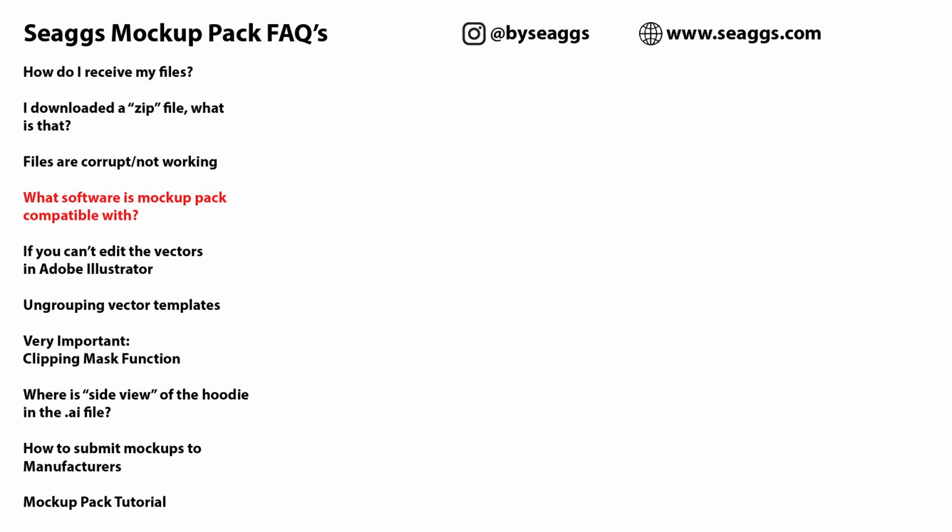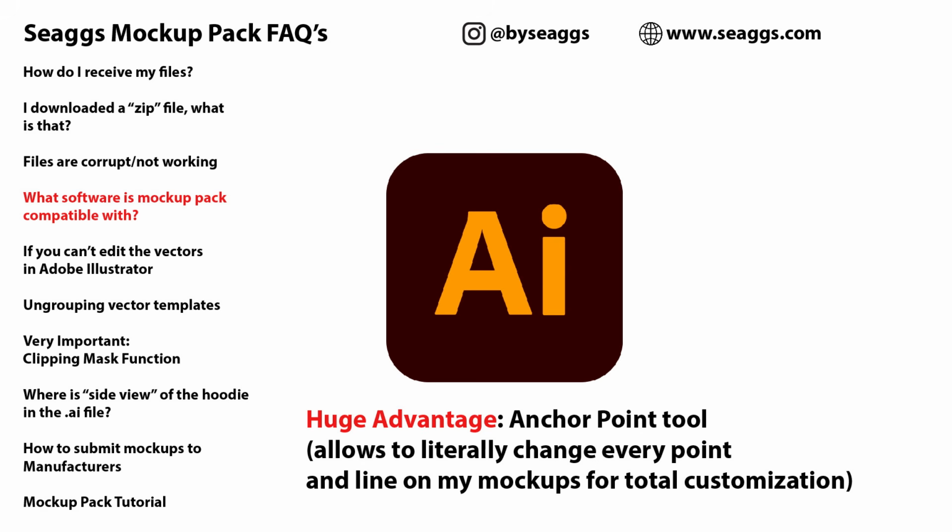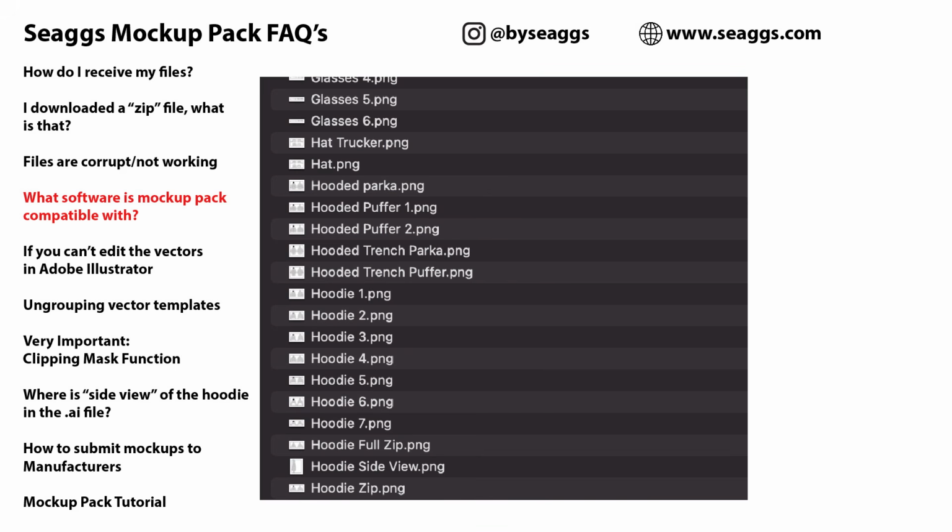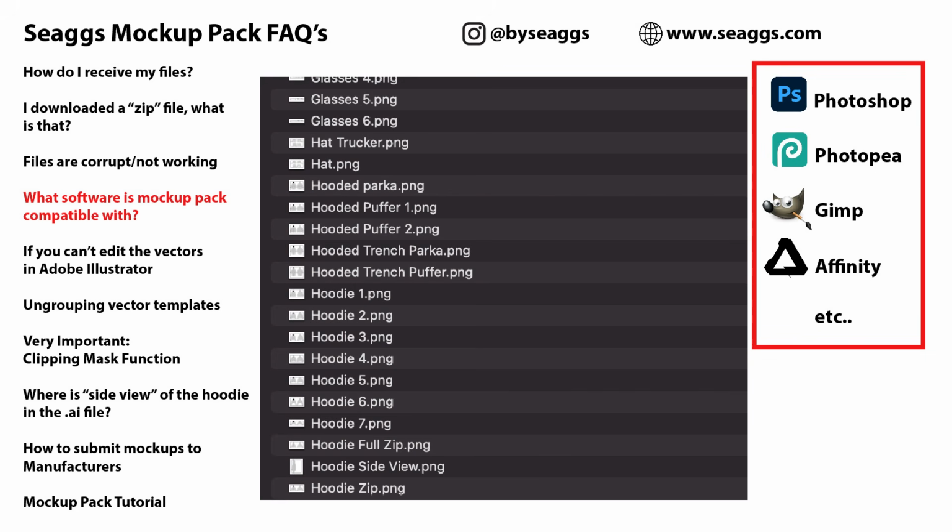What software is the Mockup compatible with? This Mockup Pack was made for Adobe Illustrator. You have max customization in Illustrator using the anchor point feature. To see my tutorial on my YouTube channel, here's the link. If you don't have Adobe Illustrator, then you can use the provided uneditable PNG file in any other design software like Photoshop, GIMP, Photopea, Affinity, and so on. Then I recommend YouTubing how to change the color of a PNG in that software you are using.